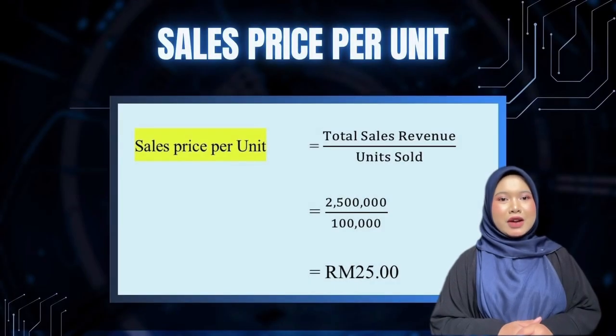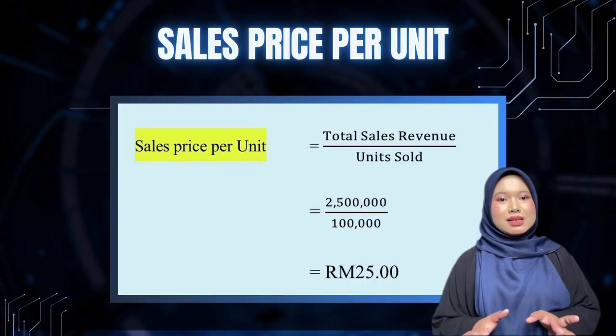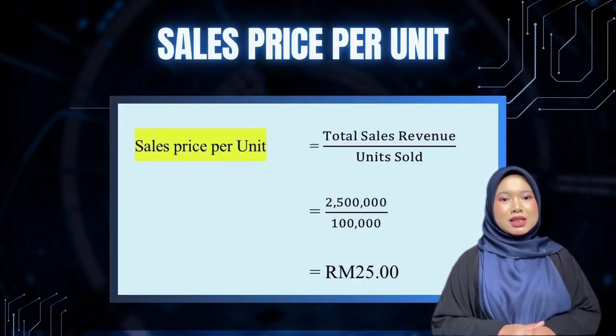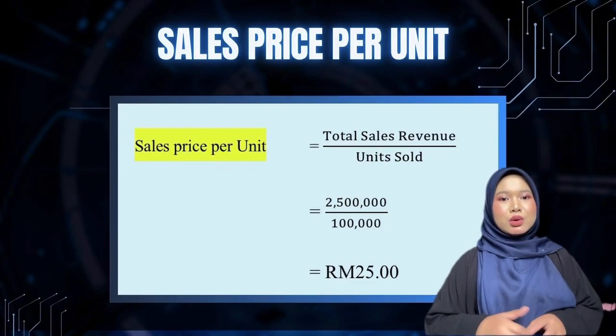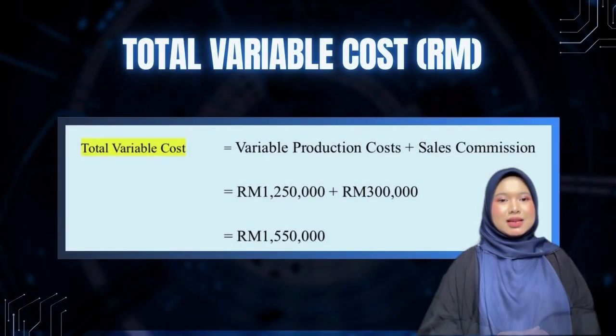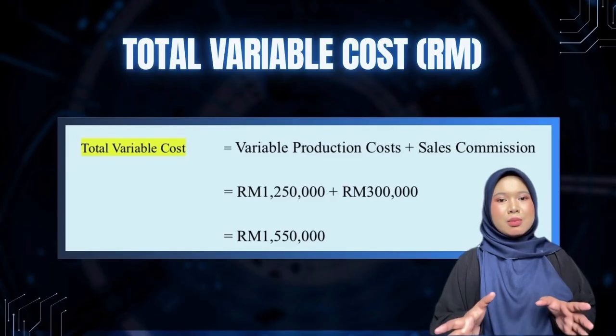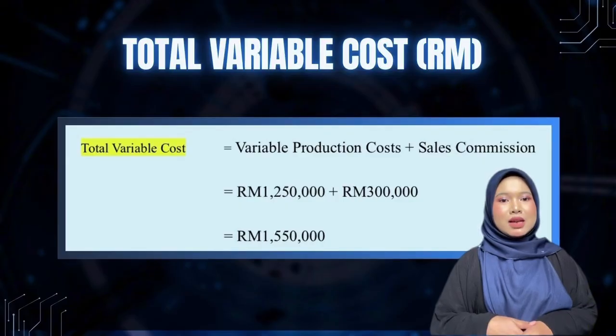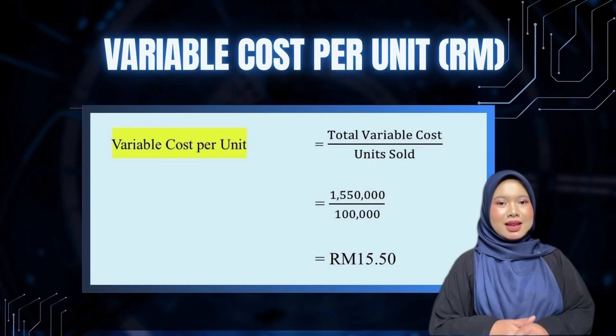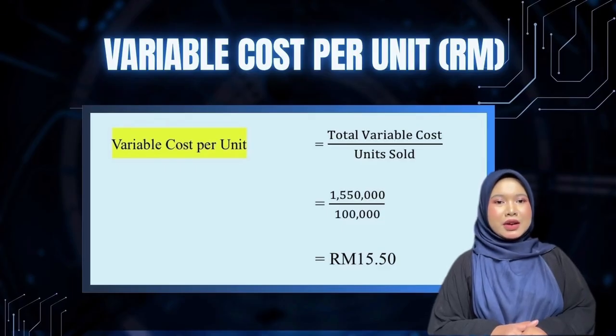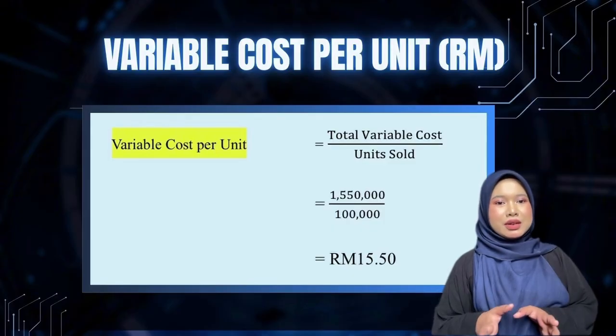Now, I will explain the 5 basic CVP figures. First, the selling price per unit is calculated by dividing total sales by the number of units sold, which is 2,500,000 ringgit divided by 100,000 units equals 25 ringgit per unit. Next, the total variable cost is the sum of production and commission, which is 1,215,000 ringgit plus 300,000 ringgit equals 1,515,000 ringgit. Then, variable cost per unit is 1,515,000 ringgit divided by 100,000 units equals 15 ringgit and 15 cents per unit.